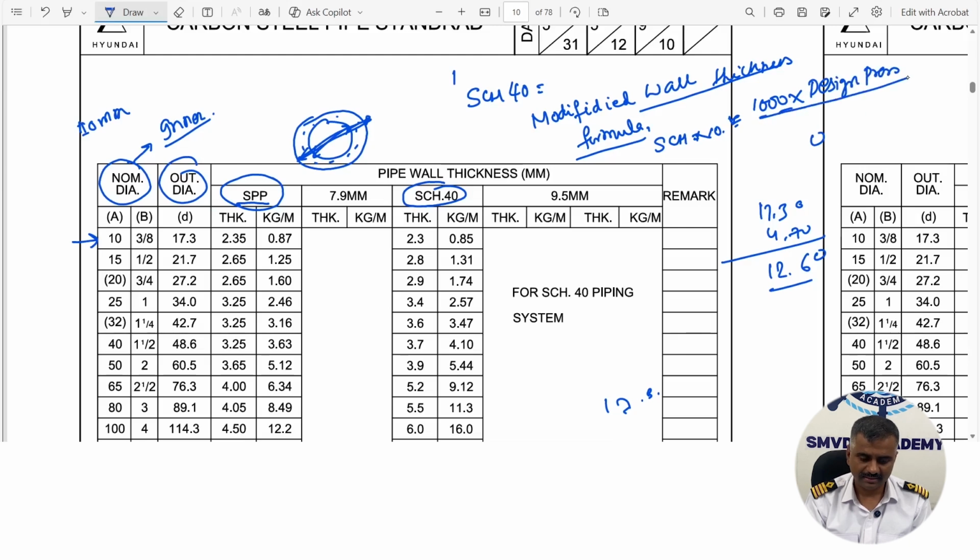divided by the allowable stress, the tensile stress that we are talking about. So all the pipes are working on the basis of this tensile stress. These are all in, say, megapascals, design pressure and allowable stress. So the units will cancel out and this number will come out to be a dimensionless number.